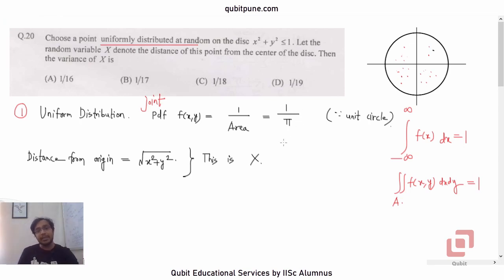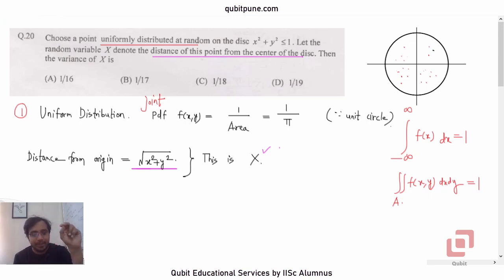Okay. Now, to determine the variance, what's the random variable? It is the distance of this point from the center of the disk. So what is the distance? It is root of x squared plus y squared. This is x. Now, this can be a bit confusing. How are we going to find the random variable x's variance? Because we don't know its probability density function. We know this joint PDF, but that is definitely not of x.